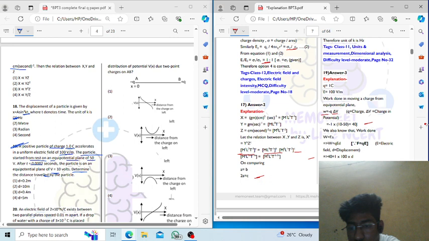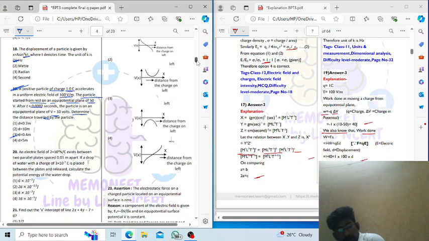We also know the basic formula of work done, that is force into displacement. In place of force you can write QE, right? This is mentioned in the electrostatics part. F is equal to QE. So put all the values, you will get D equals 0.4 meter. Therefore option number 3 is the correct one. Just basic simple formulas will be enough to solve this kind of numericals.